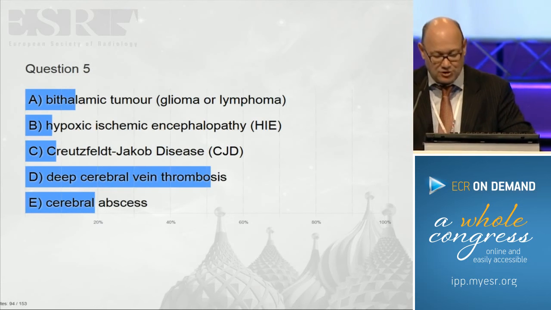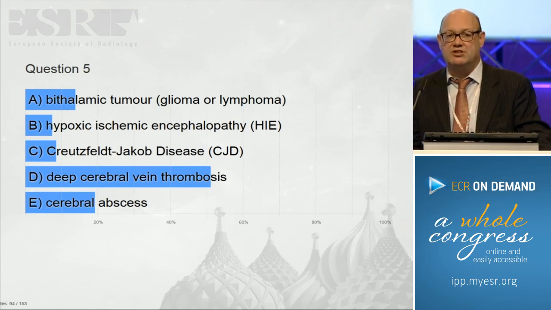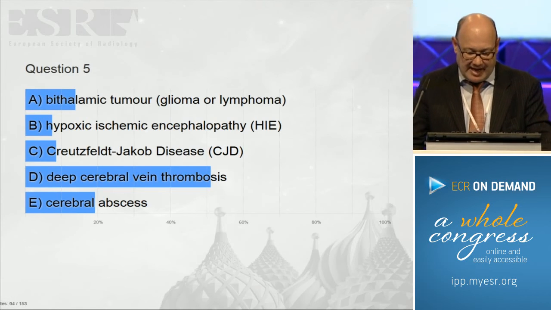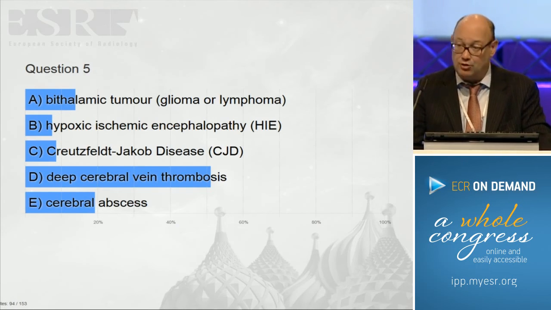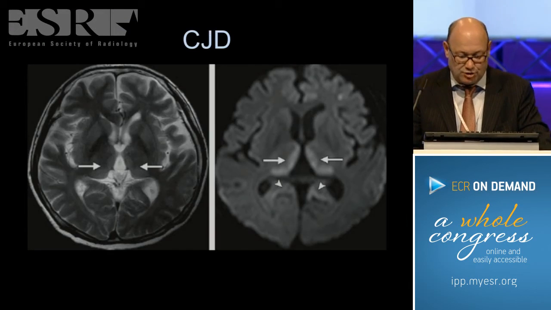Excellent. Congratulations. I think most of you voted for D, which is deep cerebral venous thrombosis. And as I explained to you before, this is really a life-threatening condition, and it should not be missed. So if you see a case like this, when you have vasogenic edema in this area, the deep basal ganglia, if you have a dense aspect of the sinus, like you see over here, you should consider the diagnosis of deep cerebral venous thrombosis. I already showed you this case. It's not hypoxic ischemic encephalopathy.